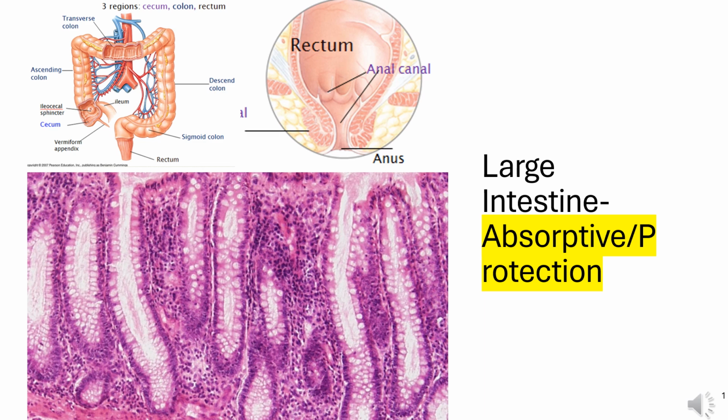Here you're going to find that there are lots and lots of goblet cells, but there are no villi. And here in the rectum, the epithelium will change and transition into the anal epithelium.